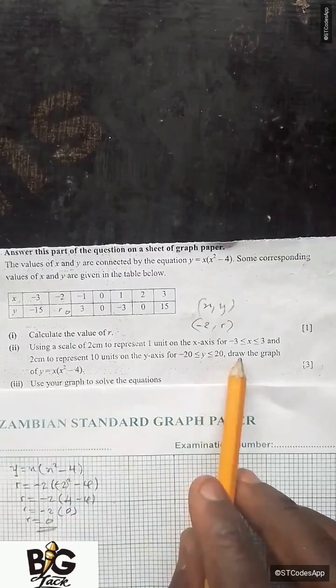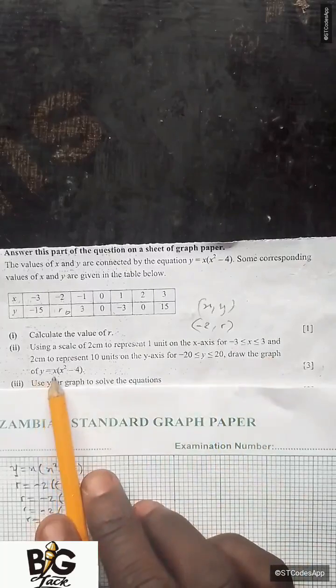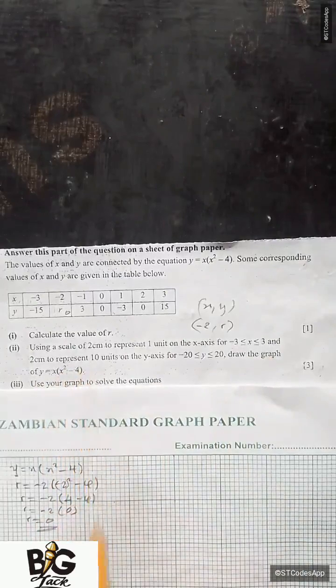vertically. Okay, for the range negative 20 less than or equal to y, so once we move from the origin going downward on the y-axis, we need to end where? On negative 20. Less than or equal to y, less than or equal to what? 20. So if you move from the origin going up, we need to end where? At positive 20. Draw the graph of y is equal to x(x^2 - 4). So now let's try to plot our graph.